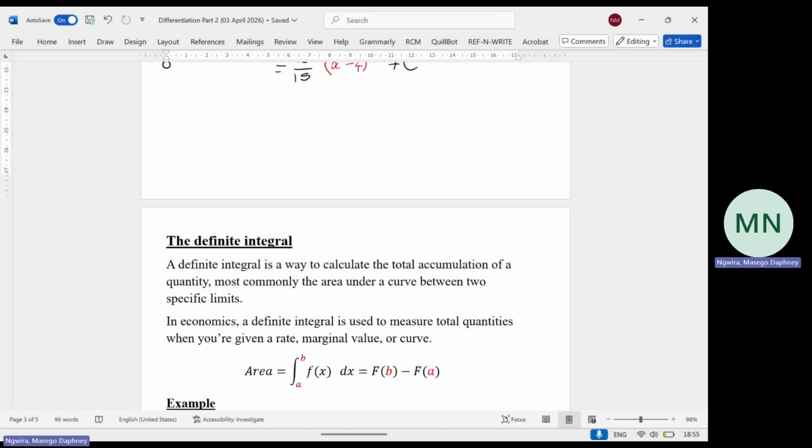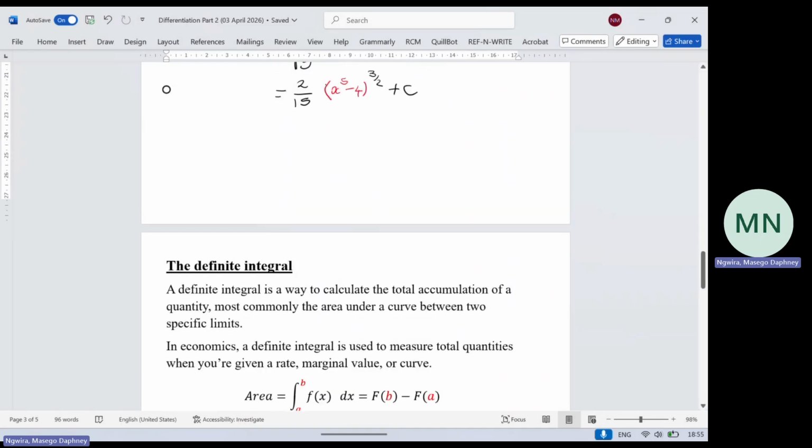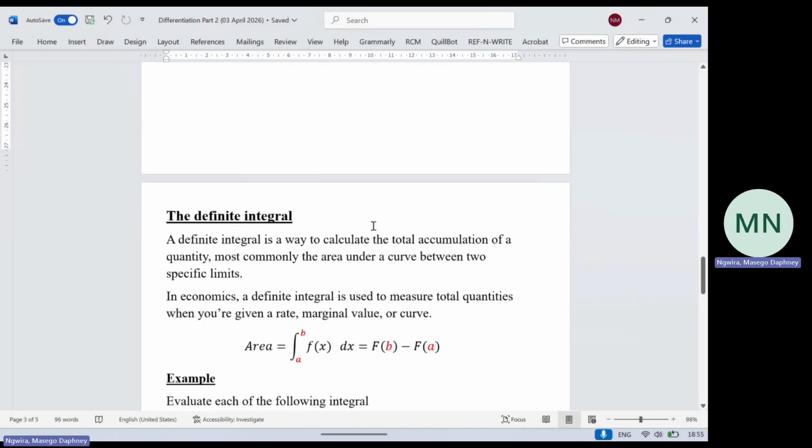They're saying that a definite integral is a way to calculate the total accumulation of a quantity, most commonly the area under the curve between two specific limits. So you can go to your study guide and see what they mean. The graphs are there to show you the 2 points we're talking about, the area under the graph.